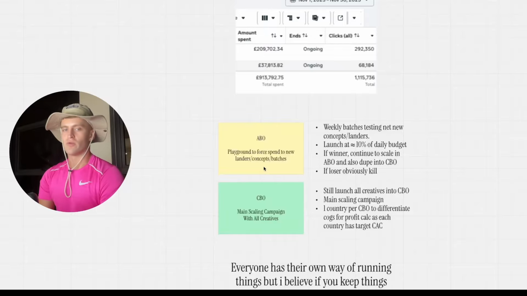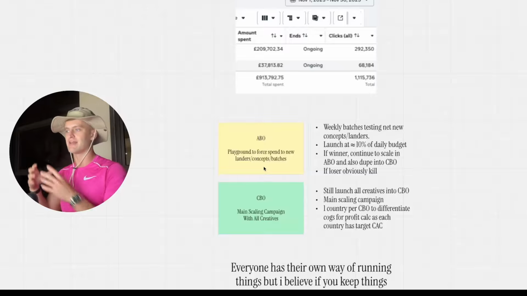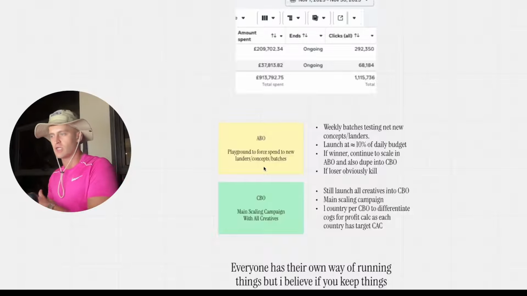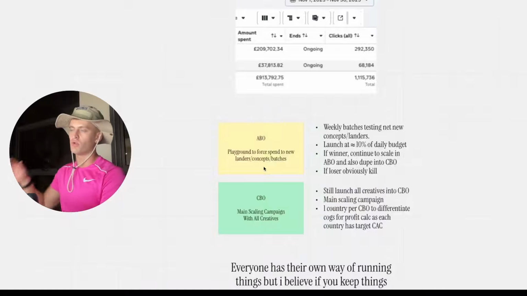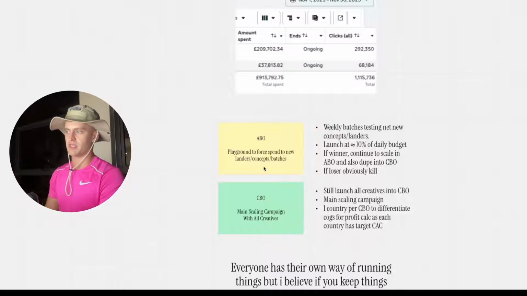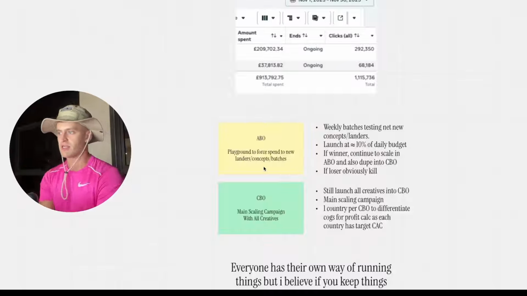Then the CBO, we would still launch all of our creatives into the CBO. So everything we make from videos, statics, carousels, everything would go into the CBO. But like I said, if we had a batch or a landing page that we specifically wanted to test, we would put that in the ABO. See if it's a winner, then duplicate it in. We only use one main scaling campaign in the CBO, one CBO per country.